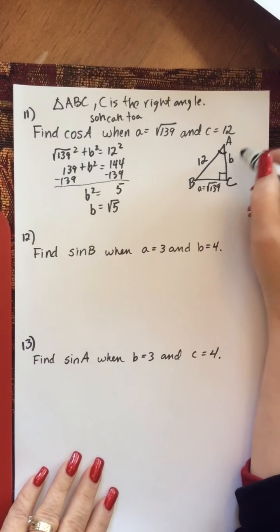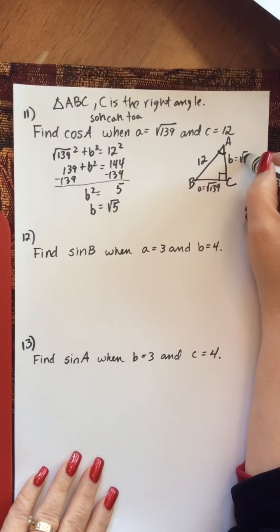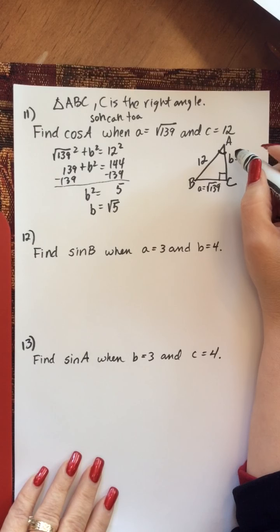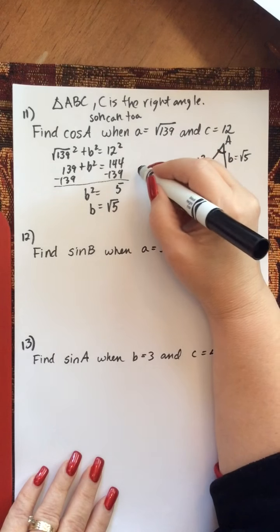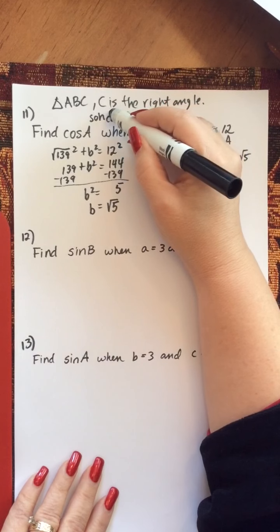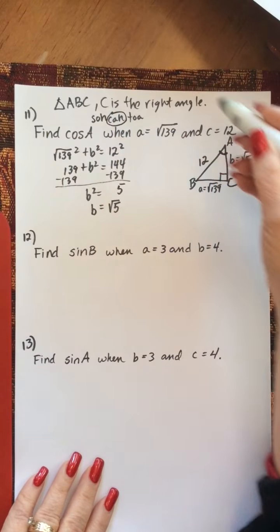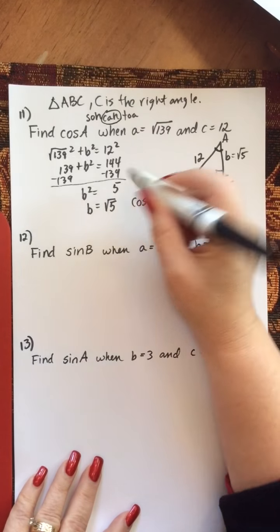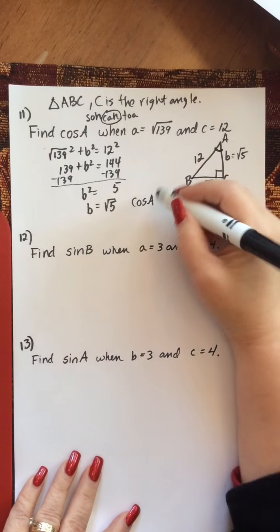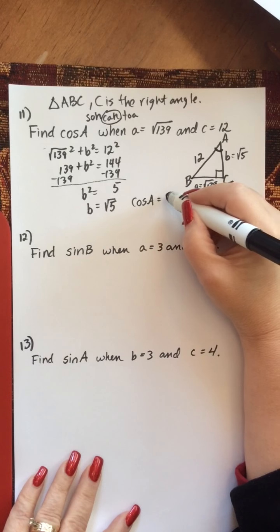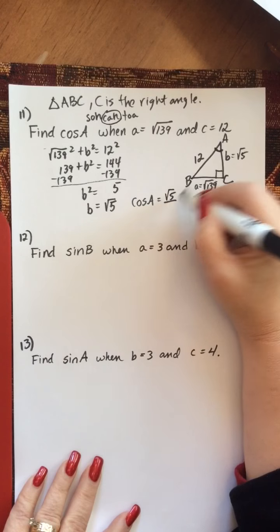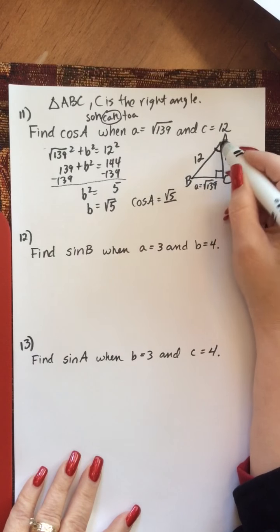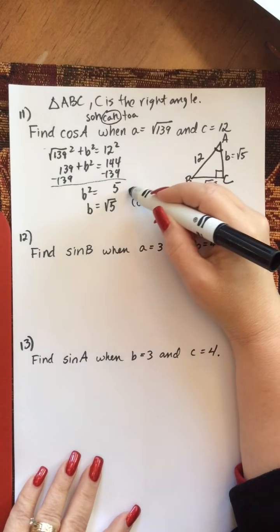So they asked me to find the cosine of A. So remember, cosine is adjacent over hypotenuse. So here's A, so I could say the cosine of A, because that's what they told me to find, is equal to the adjacent side, which is square root of 5, over the hypotenuse, which is 12. So that would be my answer.